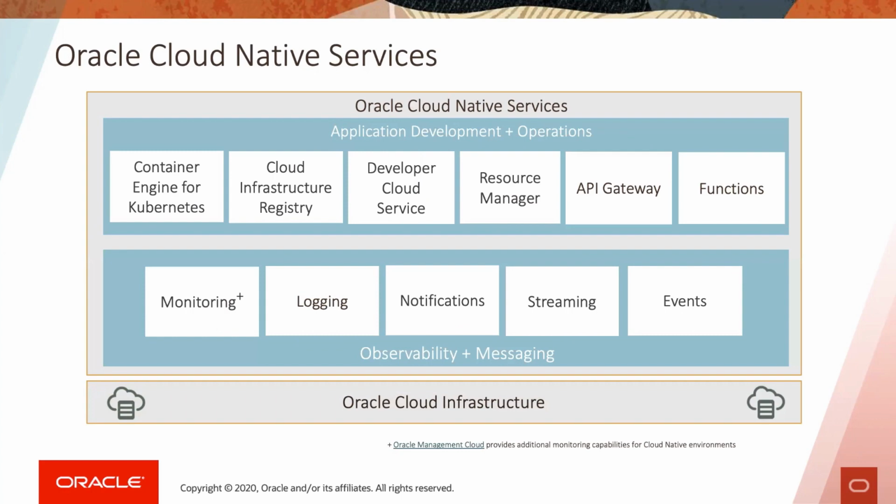Oracle's cloud native services are built on top of what we refer to as Oracle Cloud Infrastructure, or OCI. We have several cloud native services, and we categorize them into application development, operations or observability, and messaging. We have fully compatible Kafka, logging compatible with Fluentd, native monitoring, events, API Gateway, and Functions, and also several other services that will assist you with your most demanding workloads.